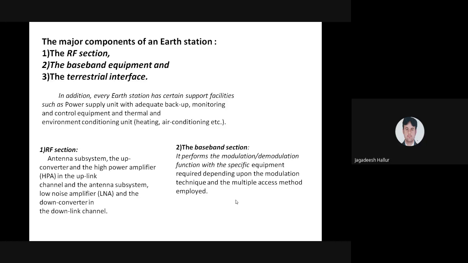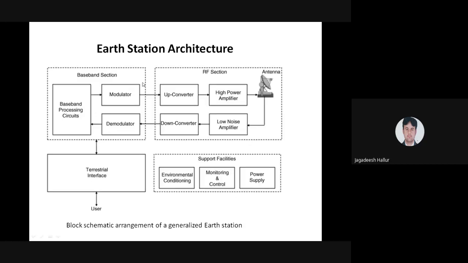You have studied this antenna subsystem in the second unit. Which are the different types of antennas we are using? Horn antenna, helical antenna, different types of antennas. The up converter and the high power amplifier are present in the RF section in the uplink channel, and the antenna subsystem, low noise amplifier, and the down converter in the downlink channel. They are telling this as the uplink: modulator, up converter, and high power amplifier. This block is called the uplink. And demodulator, down converter, and low noise amplifier, that is your downlink.